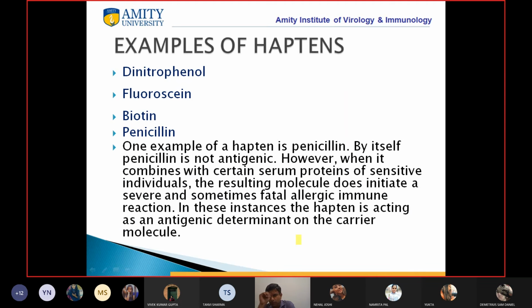Now let me come to some examples of haptens. One we have already discussed, the DNP. There are some other examples like fluoresceins, biotin, and penicillin. Now penicillin again is a very important example, because see, what is penicillin? It's an antibiotic, right? So if you take an antibiotic, do you expect that our body should generate an immune response against it?